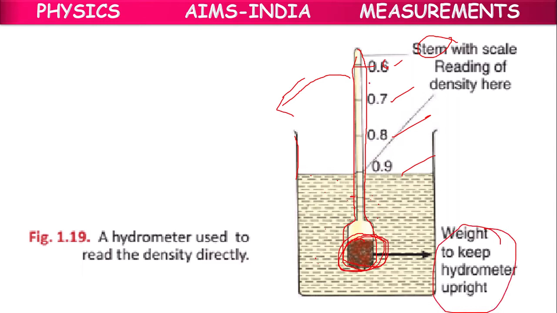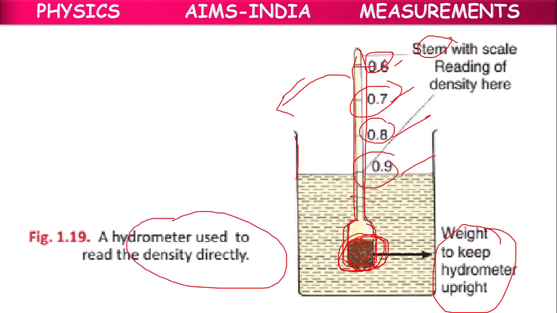So here a tube having a scale, with one bulb downside, calibrated with the scale, is kept inside some liquid. This kind of arrangement is called a hydrometer. When it is kept in the liquid, it will give the reading of density. It will give the density of that particular liquid. The complete working and functioning of this hydrometer you can learn later, children.